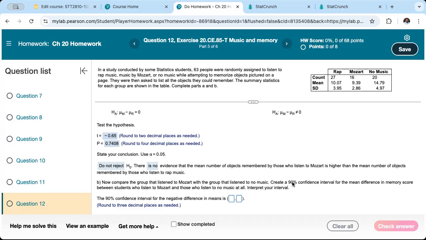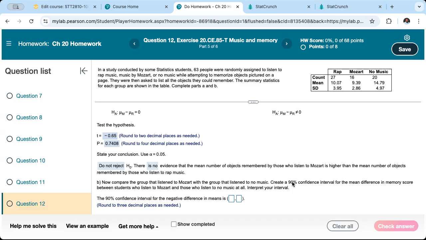So we want to create a 90% confidence interval for the mean difference in the memory score between students who listen to Mozart and those who listen to no music at all.